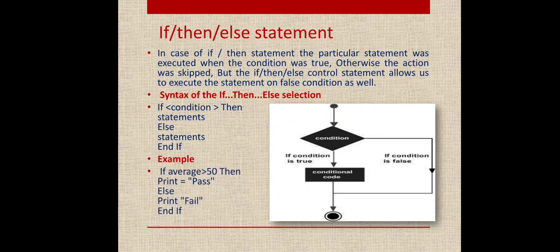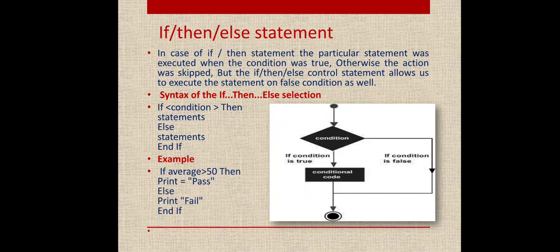The example: if average is greater than 50, then print pass, else print fail. And end if is how we close this statement. This is the syntax. If the average is greater than 50, we will get the message pass. If the average is not greater than 50, like 49 or 48, we will get the message fail. So in case of the if then else statement, we have two decisions, while in case of a simple if statement, we have only one decision. So we can say the if then else statement is more advanced than the simple if statement.